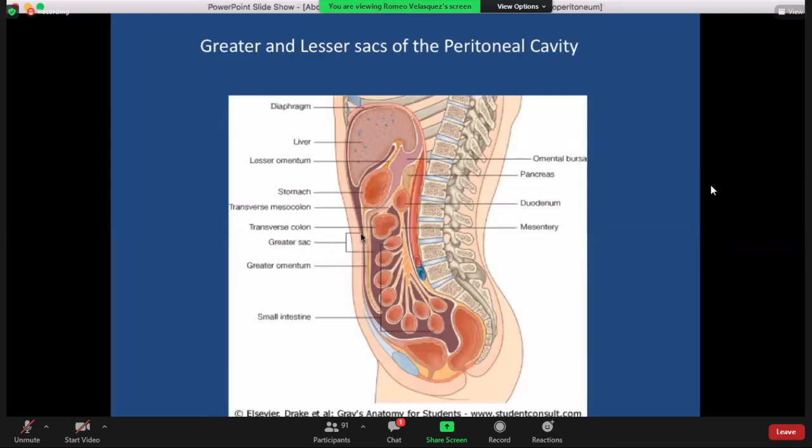So there you have it, the greater sac, and that's where you will find the greater omentum. Take note of the attachments of the greater omentum, stomach and transverse colon. It's a double fold of peritoneum that makes the greater omentum.